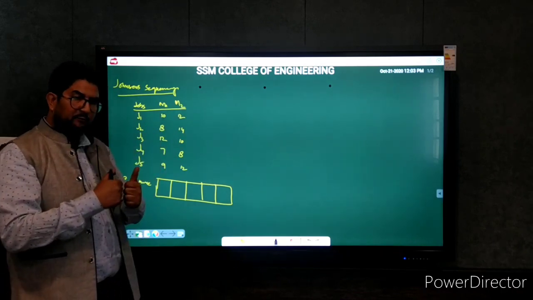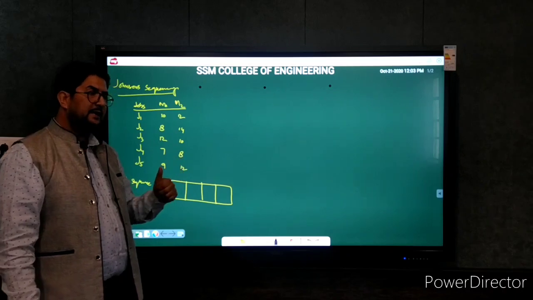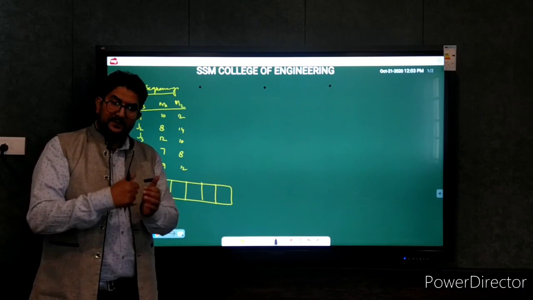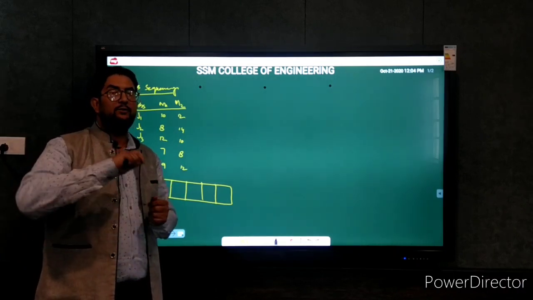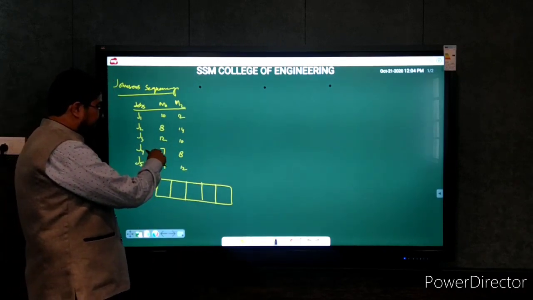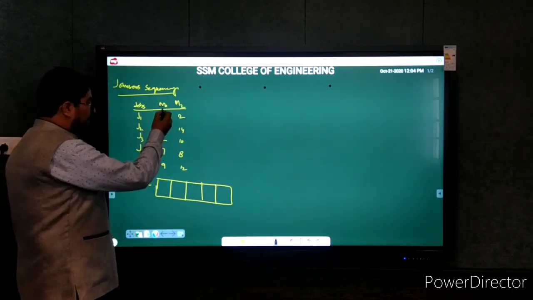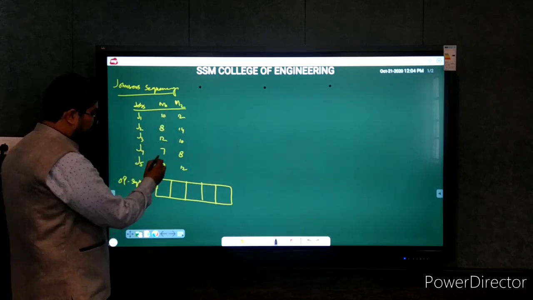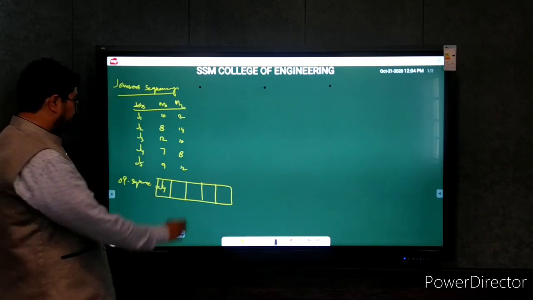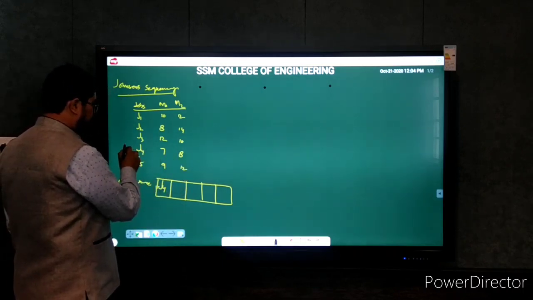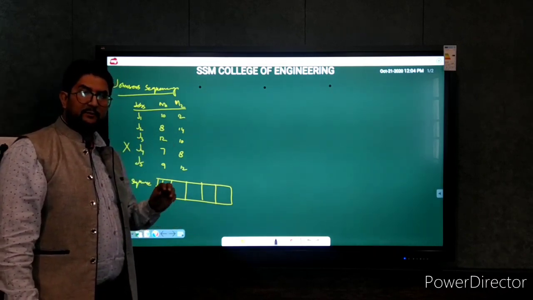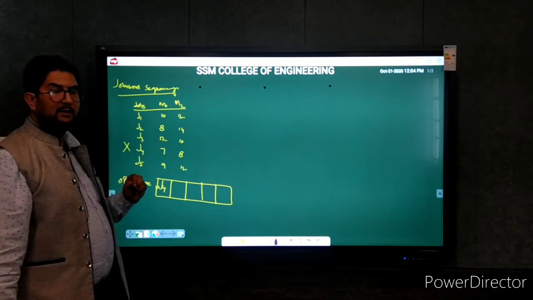If this 7 is from machine 1, then the job goes to left extreme. On the other hand, if this lowest time was from machine 2, this job goes to right extreme. Like we can see, this 7 is actually from machine 1, so we'll go to left extreme. So first we'll take J4. Done.